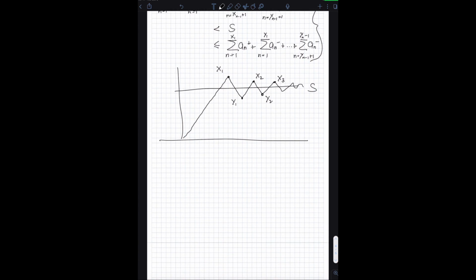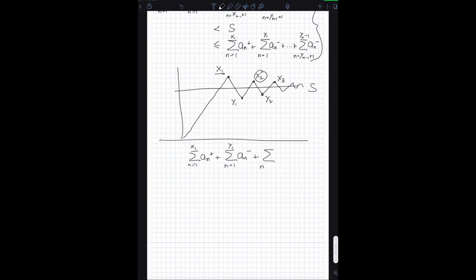Okay, so what's happening over here is that when I have added the first x1 terms, it's basically this part right here, n equals 1 to x1 of a sub n plus, and then I'm adding an additional y1 terms, but these y1 terms are coming from the negative part of the sequence. And then I'm adding an additional x2 terms, but now these x2 terms are coming from the positive part of the sequence.